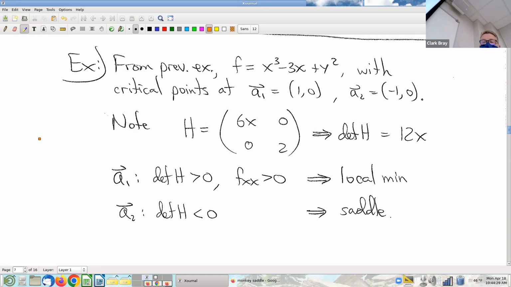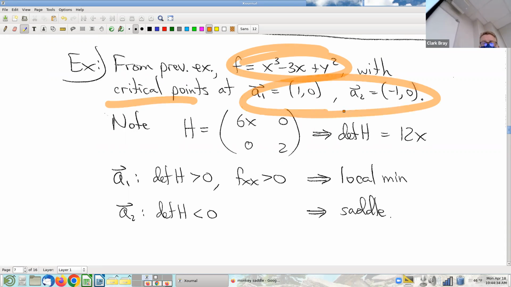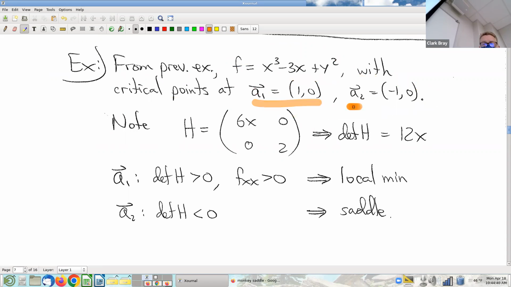We previously saw this example. We found the critical points. These are they. We freely admitted we have absolutely no idea what's going on at these points. Are these maxes? Are they mins? Are they saddles? Who knows? So let's apply the second derivative test.